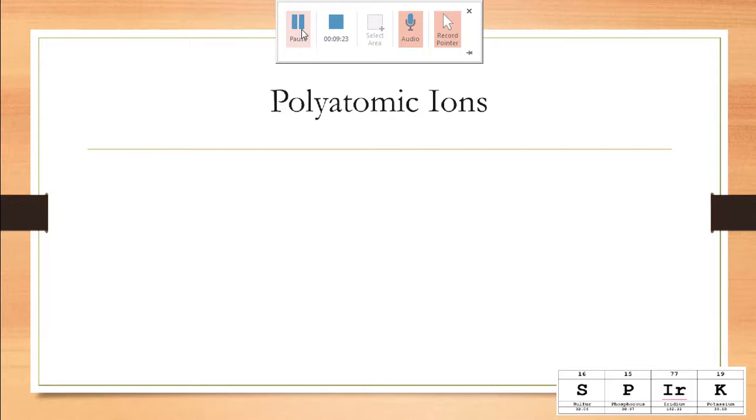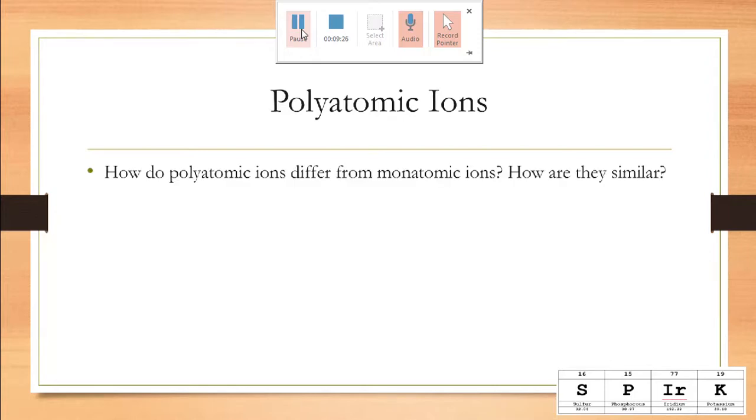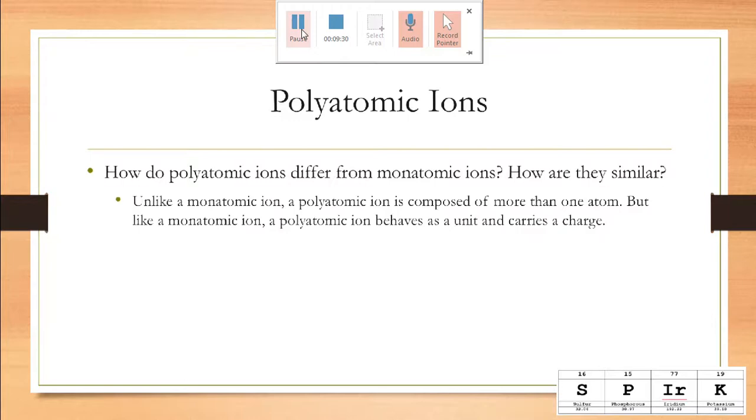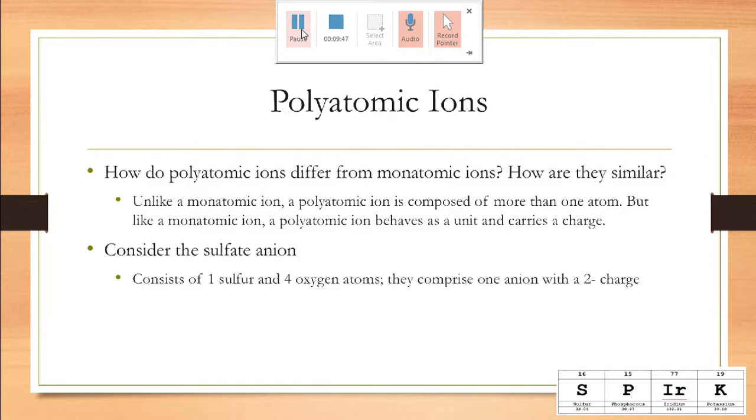So now we need to talk about all those polyatomic ions that you've been studying. So how do polyatomic ions differ from monatomic ions, and how are they similar? Unlike a monatomic ion, a polyatomic ion is composed of more than one atom. But like a monatomic ion, a polyatomic ion behaves as a unit and carries a charge altogether. So let's consider the sulfate ion. It consists of 1 sulfur and 4 oxygen atoms, so SO4, and together this unit carries a 2- charge.